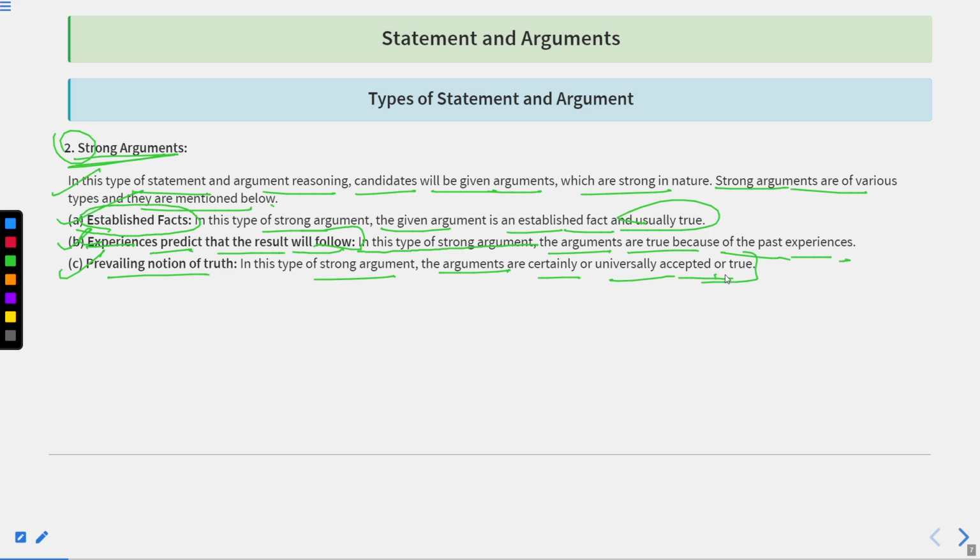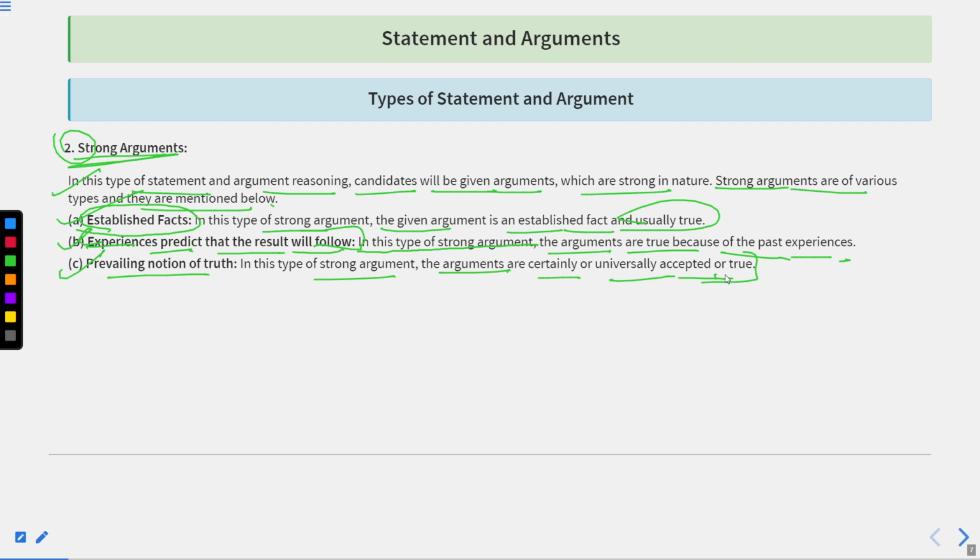So it is an established fact, which can be predicted through past experience and which is true. All these types of arguments are going to be considered strong arguments.